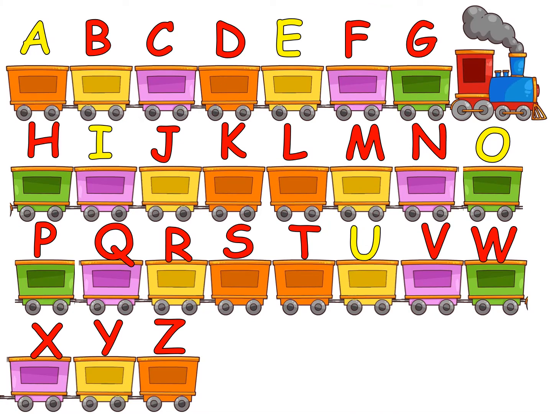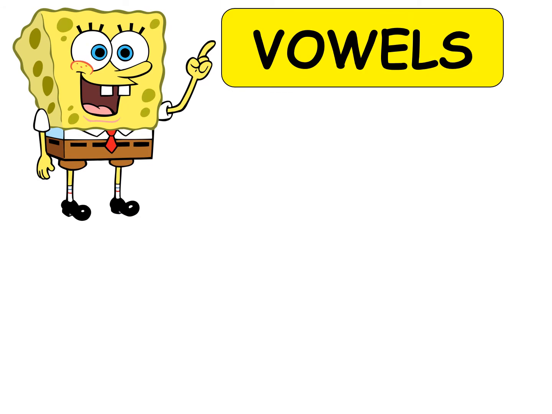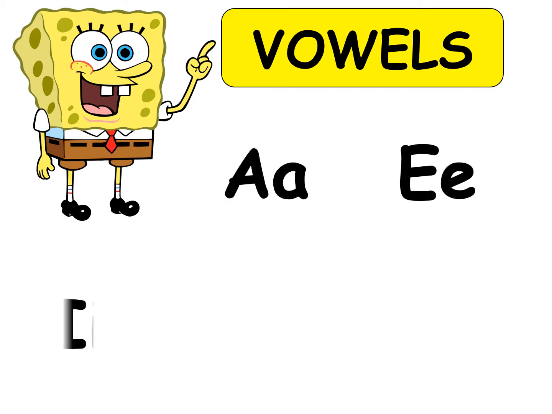Look at the English alphabet on the screen. Can you spot the difference between them? Very good. There are letters with yellow colors and letters with red colors. What are the differences between the two? The alphabet in yellow colors are what we call vowels. What are the examples of vowels? We have A, E, I, O, U.